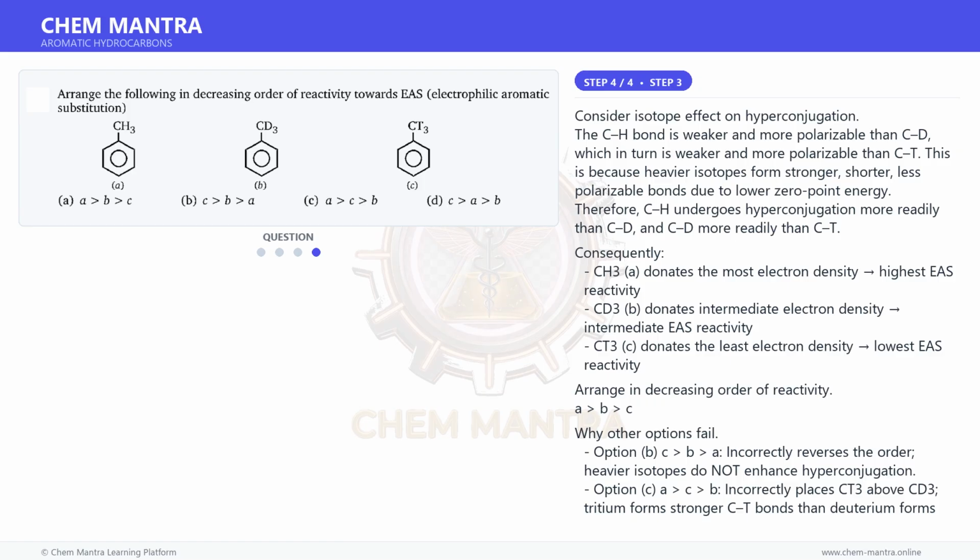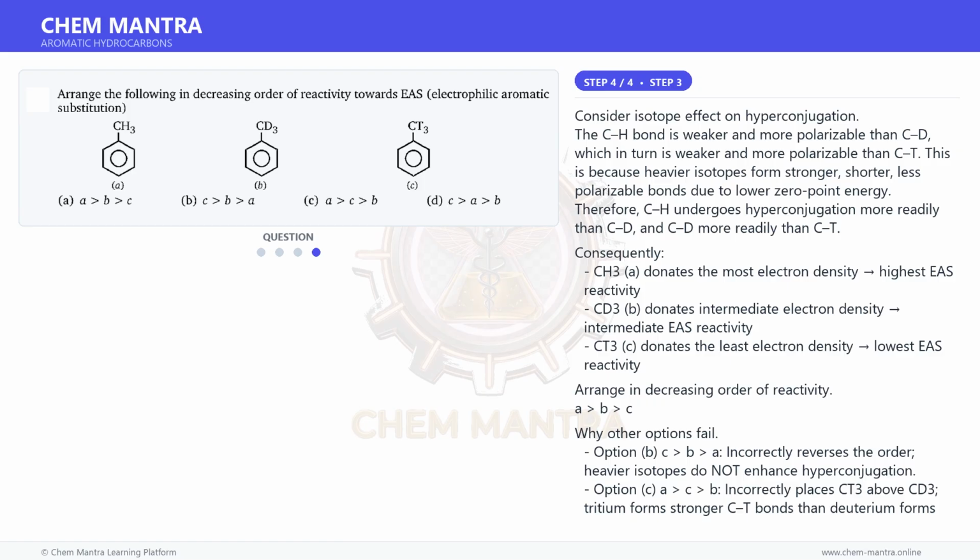Consequently, CH3, A, donates the most electron density: highest EAS reactivity. CD3, B, donates intermediate electron density: intermediate EAS reactivity. CT3, C, donates the least electron density: lowest EAS reactivity. Arrange in decreasing order of reactivity: A > B > C. Why other options fail?